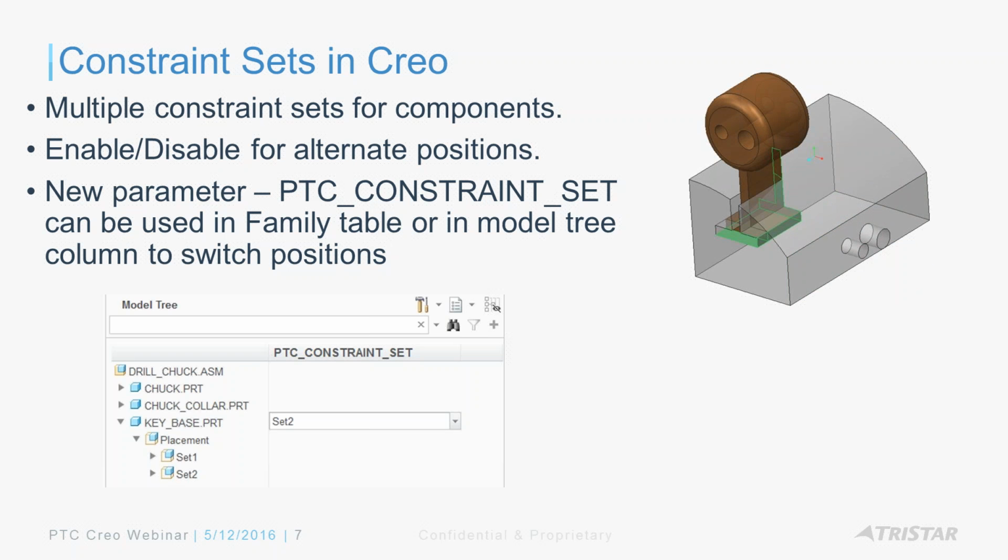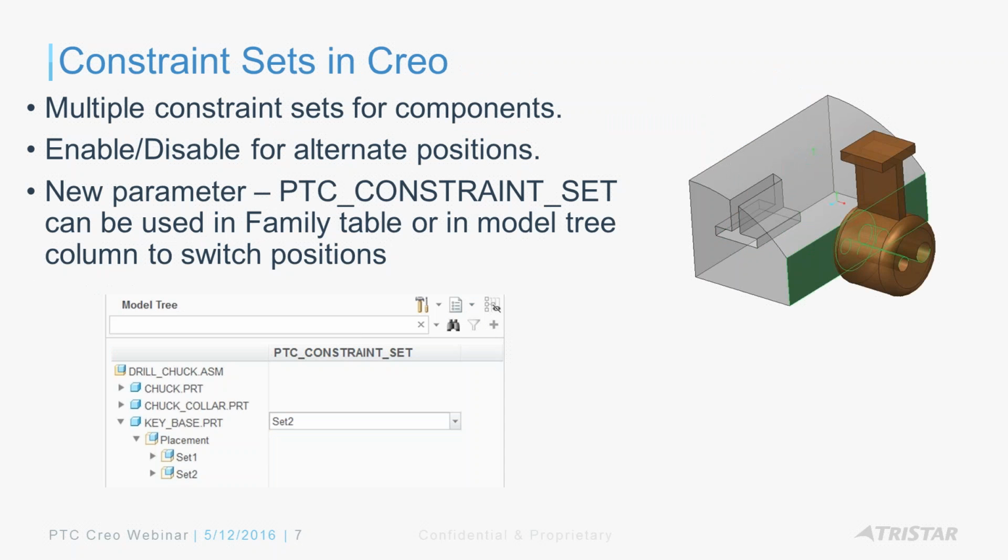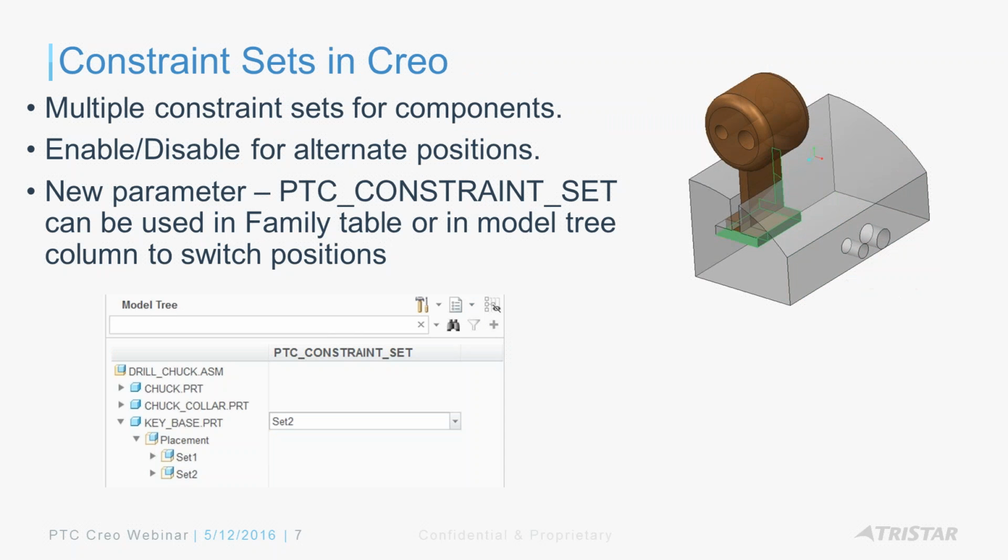I'm sure you've used the multiple constraint sets, which you can enable and disable. However, starting with Creo, you have the ability to add a feature parameter called PTC constraint set that essentially allows you to switch between the two constraints. So, for example, I want to go to set 1 or set 2. I can do this without really going back to edit definition and trying to make that set enabled or disabled. You may have multiple sets like these, but you would just go to your model tree and add that parameter, constraint set, so you can switch between the two.